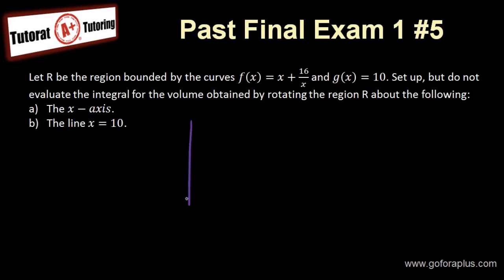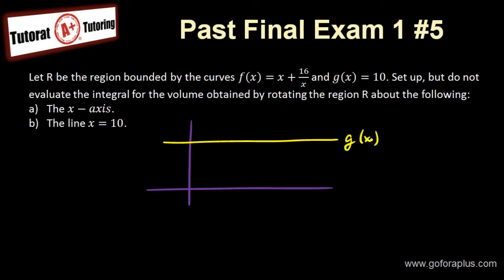First, you need to figure out approximately how this figure looks. What is g of x equal to 10? That's basically y equals 10. That's g of x here. And where's the value for this f of x? Now you want to solve the intersection between these two functions.